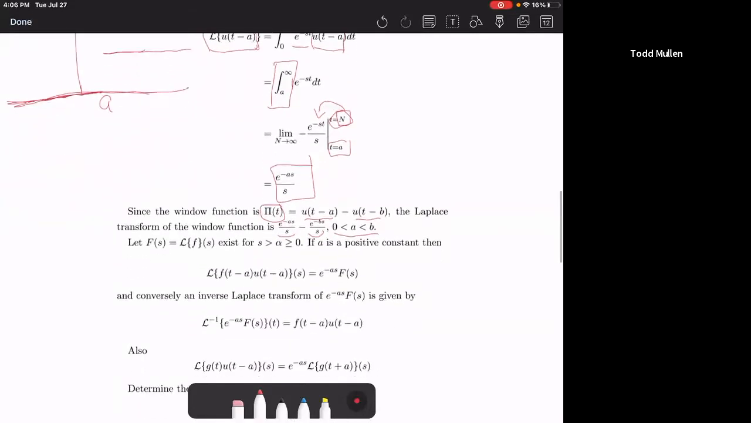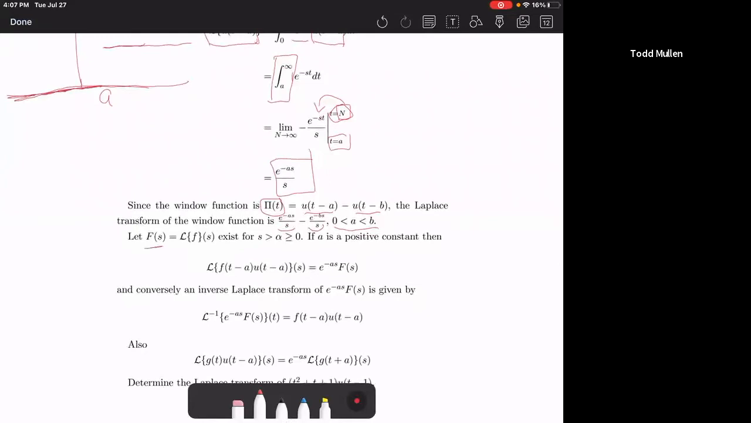Okay, we have some identities here. Let capital F of s be the Laplace transform of little f, and let s be some value greater than alpha, where alpha is greater than 0. So if a is a positive constant, then the Laplace transform of f of t minus a times u of t minus a is equal to e to the negative as times capital F of s. Written alternatively, this is e to the negative as times the Laplace transform of f.